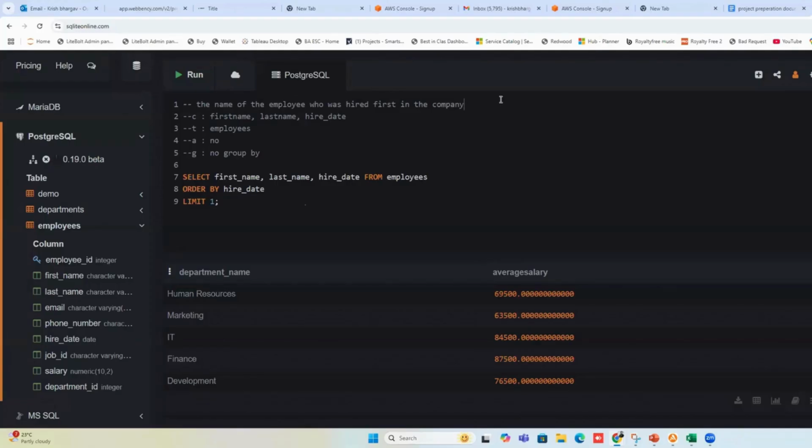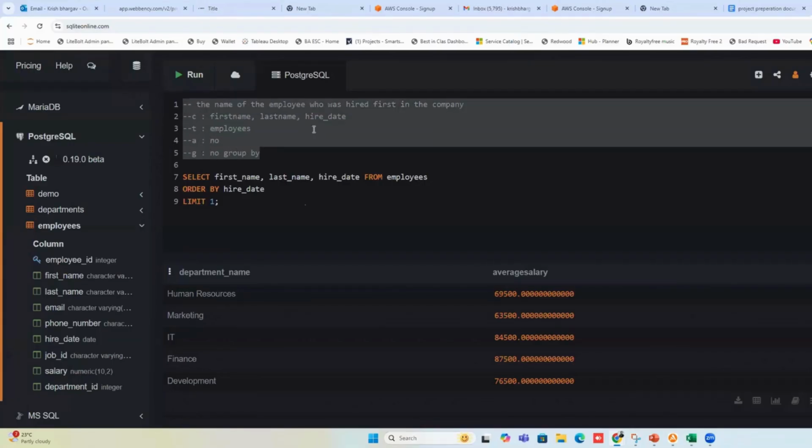Very easy. Columns: first name, last name, hire date. The table is only employees. I don't need department because they didn't mention anything about department here. No aggregation, because there's nothing like a count or whatever. And we're not grouping by anything because we don't see a 'by' word here.